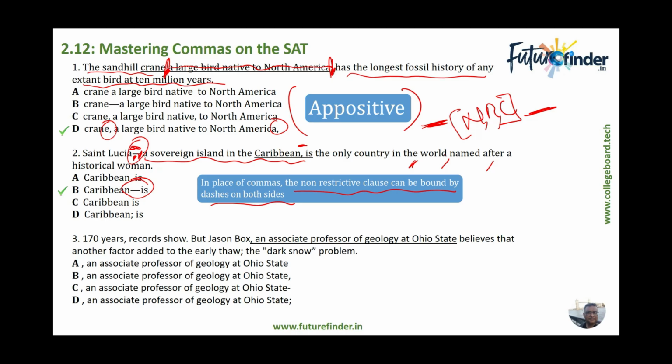So now look at this example. But Jason Box, an associate professor of geology at the Ohio State, believes that another factor added to the early thaw, the dark snow problem. Great. So basically this could be removed. I'm quite sure about that. Jason Box believes. Definitely a non-restrictive clause starts with a comma and should end with a comma, and hence the answer should be a B.